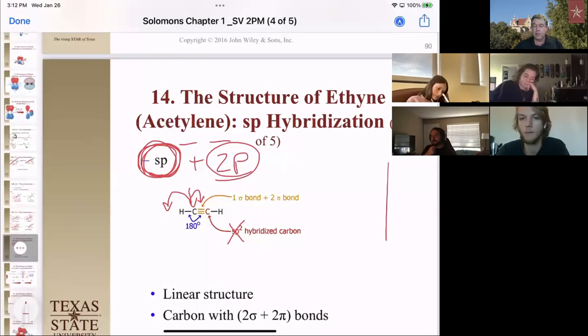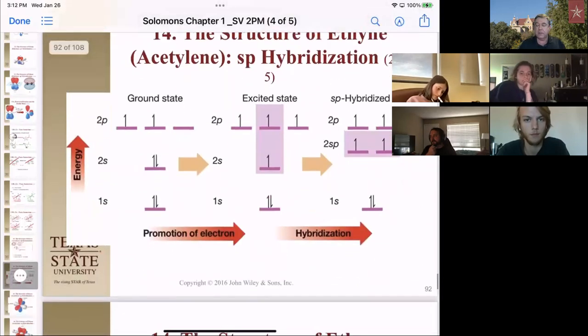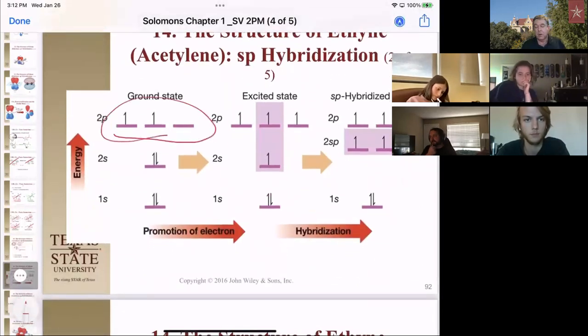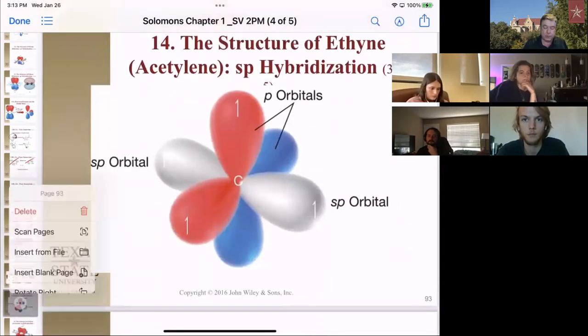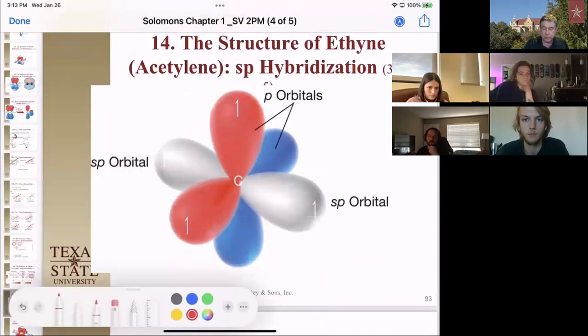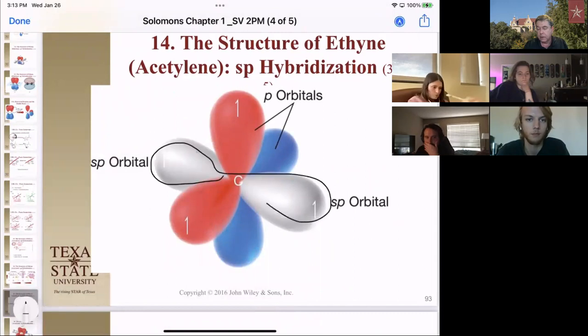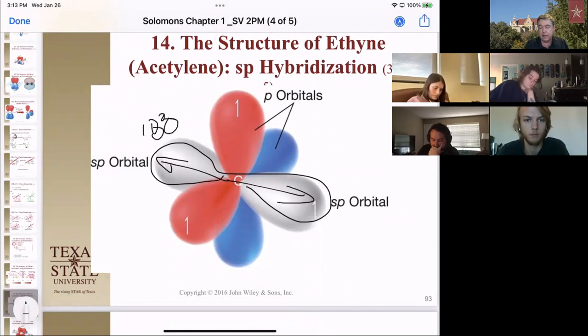Okay, so what does this kind of look like? Well, instead of going to the point where we blend all 3 of these, or even 2 of these here, all we're going to do is blend 1 of the p orbitals, leaving 2 unhybridized p orbitals. So we have 2 places to bond, 180 degrees apart. And then this is going to be in the X, and this is going to be in the Z, and hopefully these will all be in the Y right here. So what would that look like? Our hybridized orbitals are the ones right here that are 180 degrees apart.